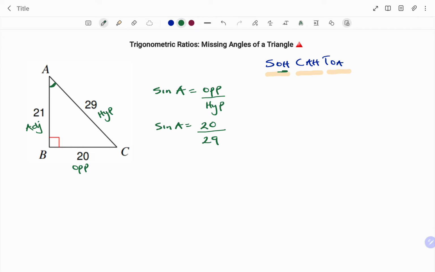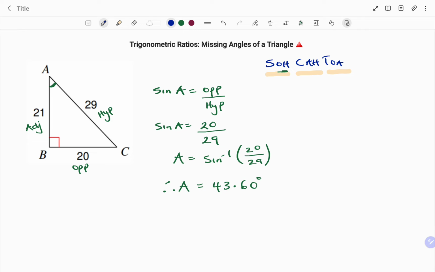To find A, I'm going to move my sine to the right hand side, and that will become arc sine of 20 over 29. If you punch that in on your calculator to find the arc sine, it's usually the second function of your sine button. You have angle A equals arc sine of 20 over 29, which gives us 43.60 degrees. Don't forget to put your unit. We're finding angles, and this is in degrees.